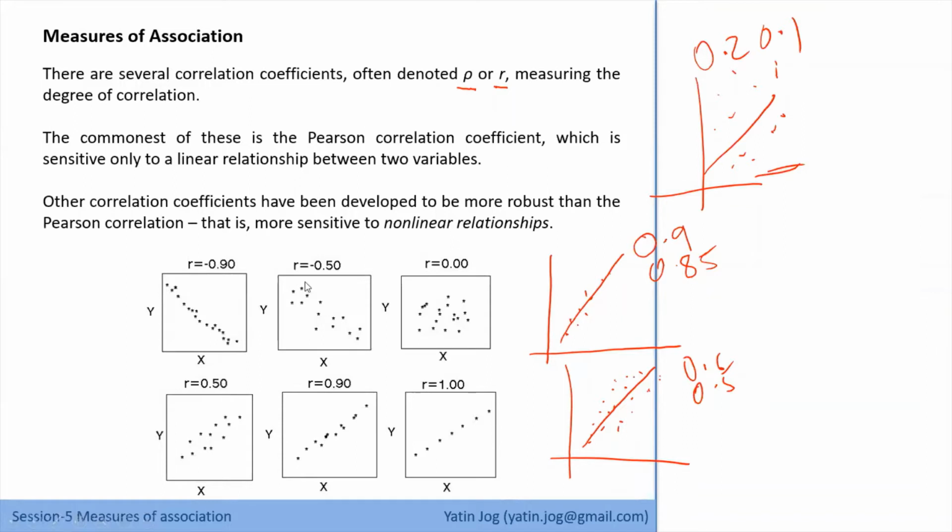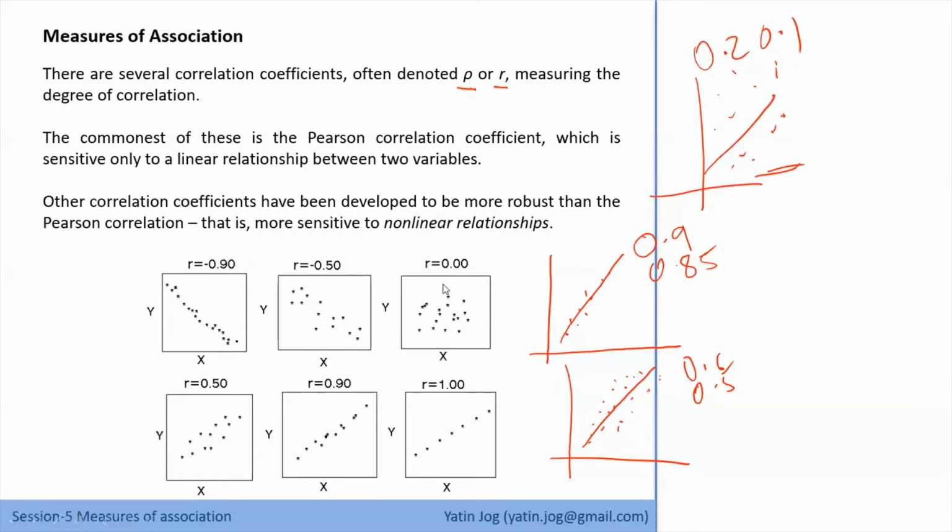Now look at the second example. Again, we have a negative relationship. If I try to draw a trend line, I will get a negative slope, but the deviation of my data points from the trend line will be more compared to the first graph, and that's why the value of R is 0.5.